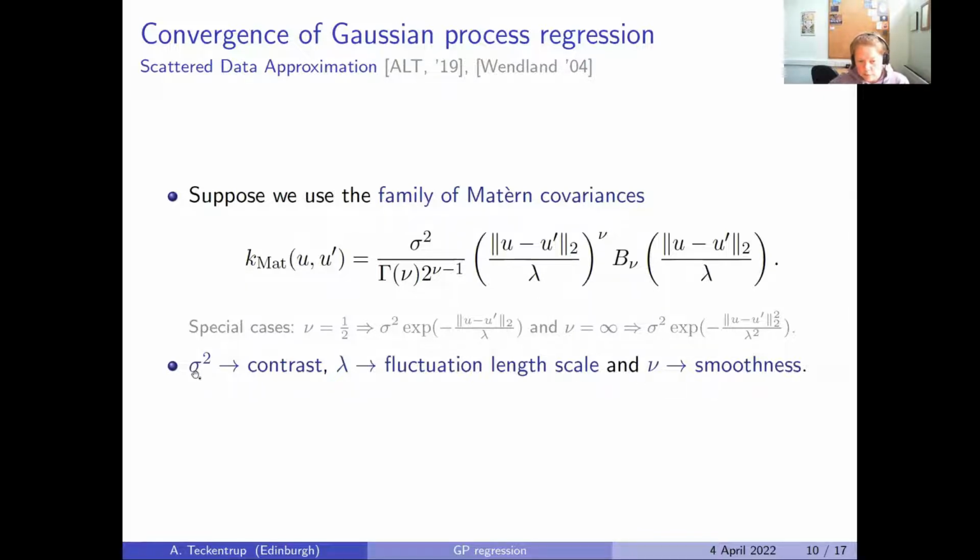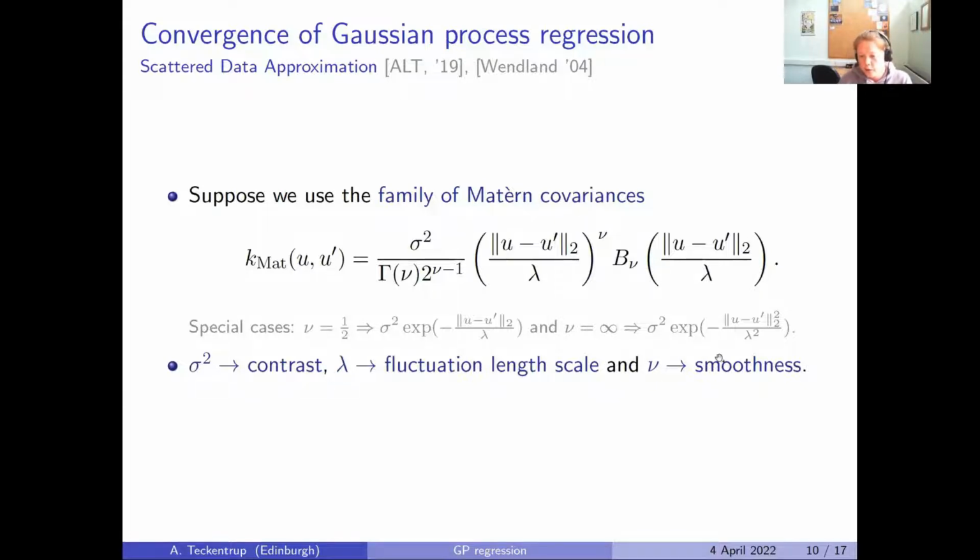So the sigma squared is the contrast parameter, so that is the marginal variance, so the size or the amplitude of the fluctuations that you have in the functions. There's the lambda, which is the correlation length scale, so the typical length scale of fluctuations. So if lambda is large, you get quite smooth functions that only vary on long length scales. And if the lambda is small, you get something that's very oscillatory and fluctuating on short length scales.